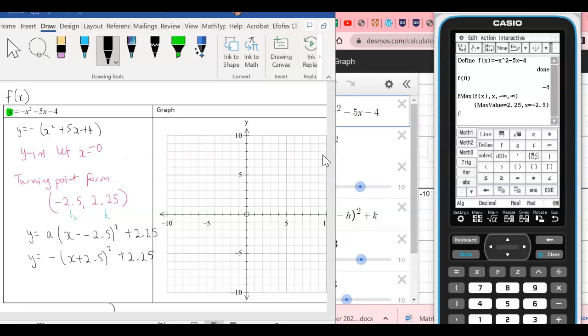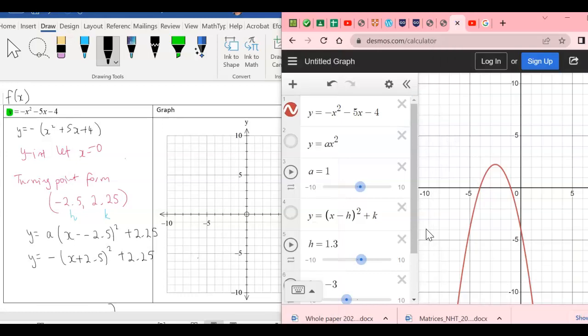All right, so there's our graph. The last thing we need to do is these x coordinates.